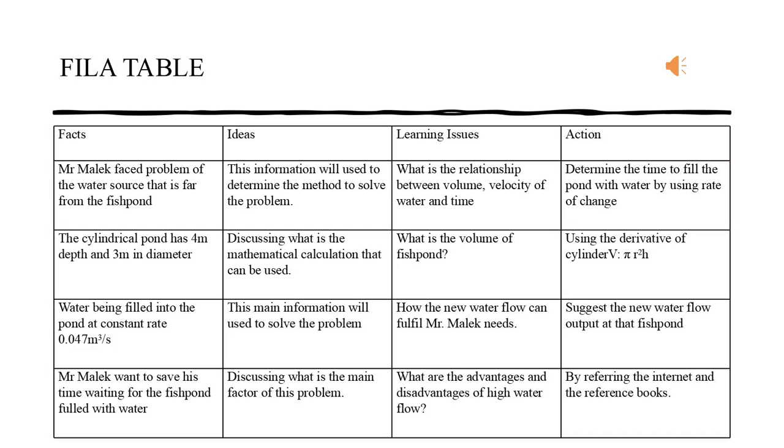And the third fact is water being filled into the pond at a constant rate of 0.047 meter cube per second. This main information will solve the problem. How can the new water flow fulfill Mr. Malik's needs? The action is to suggest the new water flow output at the fish pond.